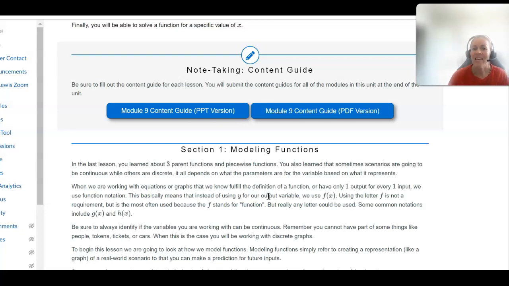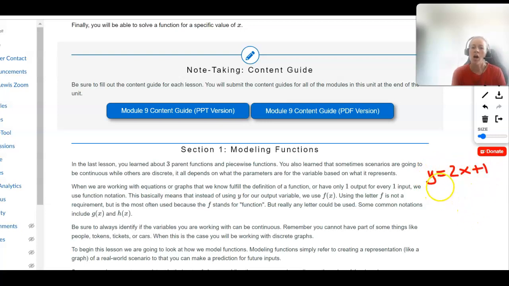Pay attention. This basically means instead of using y for our output variable, we use f of x. Using the letter f is not a requirement, but it's the most often used because f stands for function. You might also see g of x or h of x for your function notation. In the past you might have seen an equation that said y equals 2x plus 1. Because we know the full definition of a function, we're just going to write f of x equals 2x plus 1 instead. It's really saying the same thing, just a different way of writing it, and it gives us a little bit of flexibility.